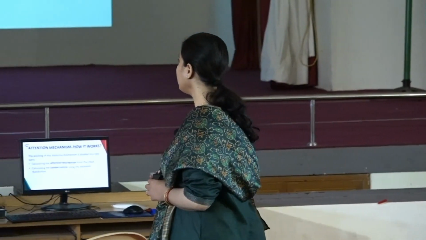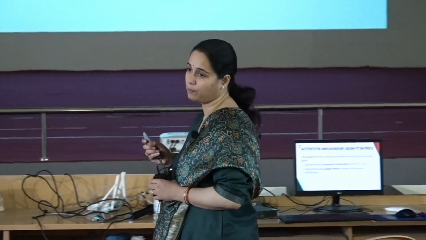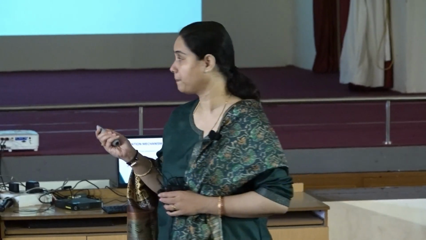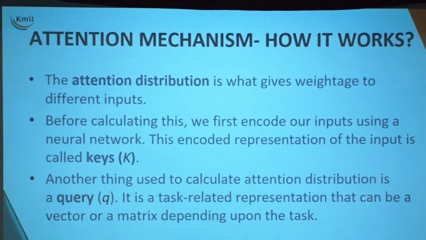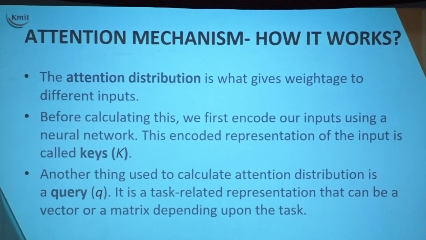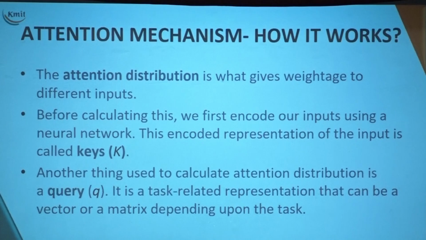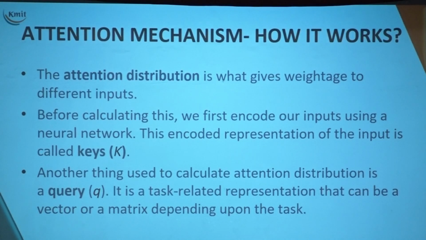Now, calculating the attention distribution from the input means calculating the weight of attention from the input, which input is to be given what attention weightage, and then from there you will be extracting a context vector. That's our aim. Attention distribution is what gives weightage to different inputs. Before calculating, the first thing you have to do is encode your inputs using a neural network. This encoded representation of input is called keys.